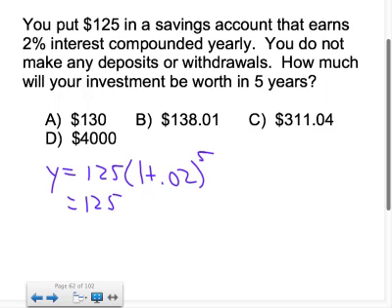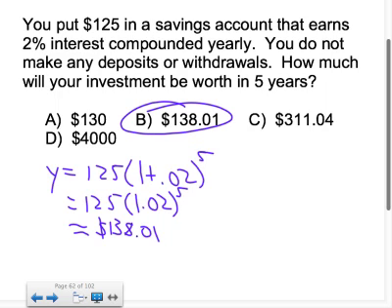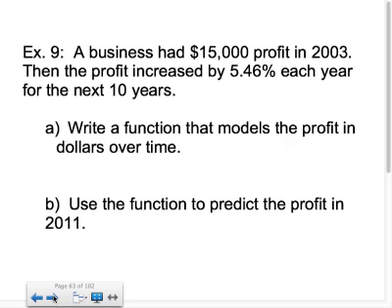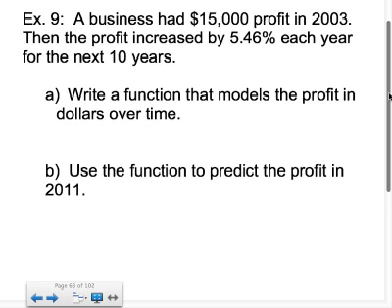So 125 times 1.02 to the fifth. And so this is 125 times 1.02 raised to the fifth. Roughly $138.01. And there we go. Perfect. It's always nice when you work through a problem and the answer choice is actually there. All right, I know there's a lot of examples here, but again, I just want to give you enough exposure to where when we come to class that you're pretty comfortable with it.